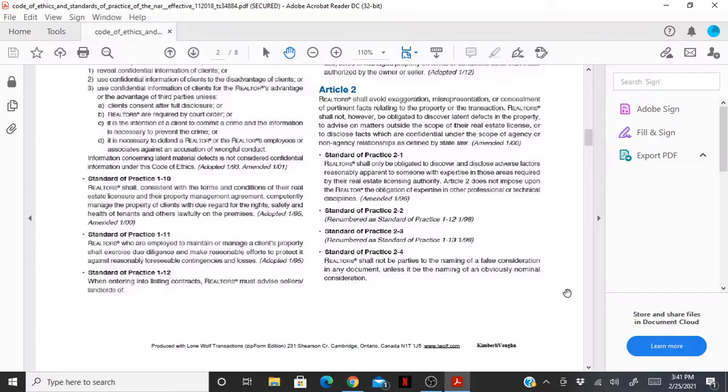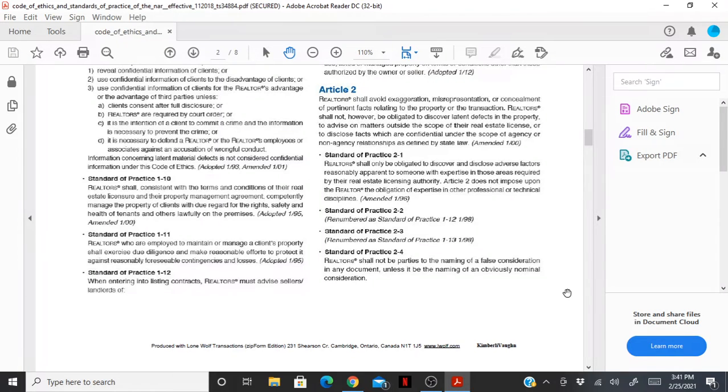Okay, so the best example I can come up with is the realtor cannot tell someone that a house sold for something other than what it was actually sold for.